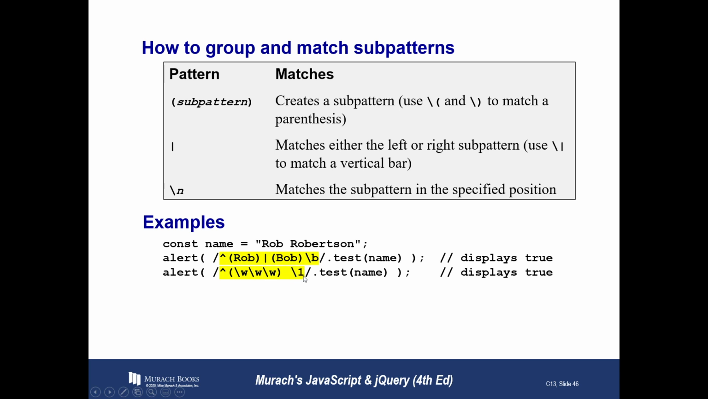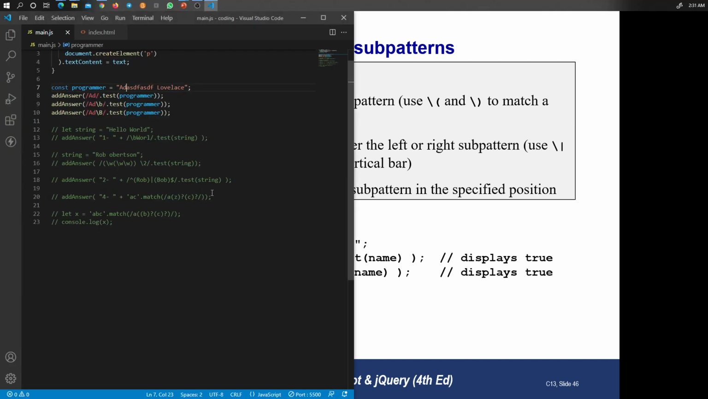This one means at this location, use the group number 1, which means I have 3 letters and then space and 3 letters. Do we have that? We have 3 letters and space and 3 letters, which are the same as those first 3 letters because this one matches the first group, because it's number 1. And yes, we do have Rob and Rob. That's why it displays true. Let's take a look at these examples over here.